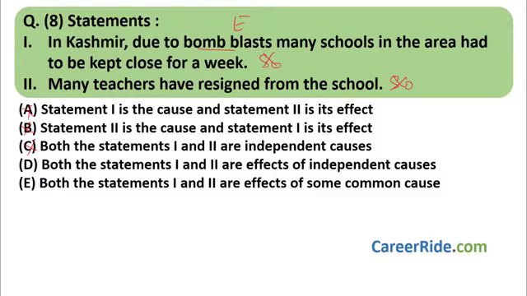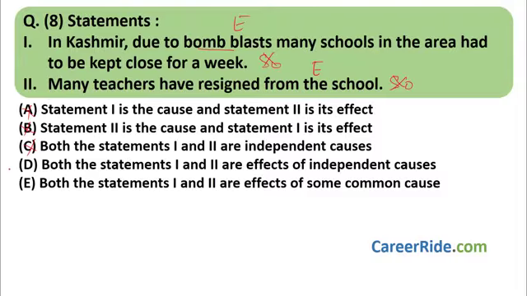So option C is also not the answer, because option C wants that both of them should be independent causes. Second one is also an effect. Many teachers have resigned from the school. Now why will teachers resign from the school? In the first sentence only they have given us sort of a reason, due to the bomb blast in Kashmir. Even if we don't take it as a reason, still teachers have resigned from the school. This is an effect. We don't know the reason or the cause for resignation of the teachers, so resignation of the teachers is an effect.